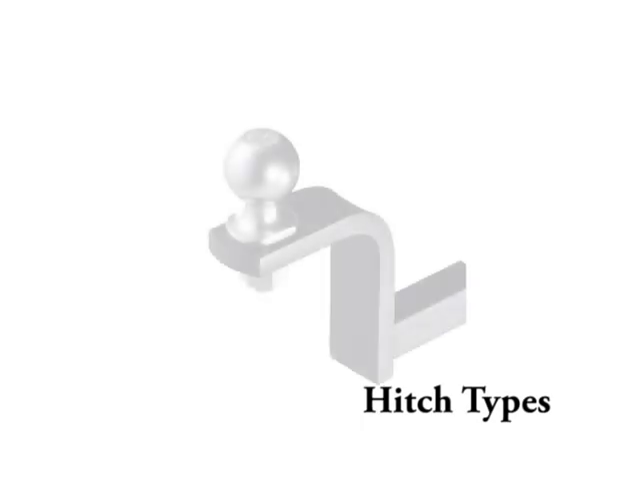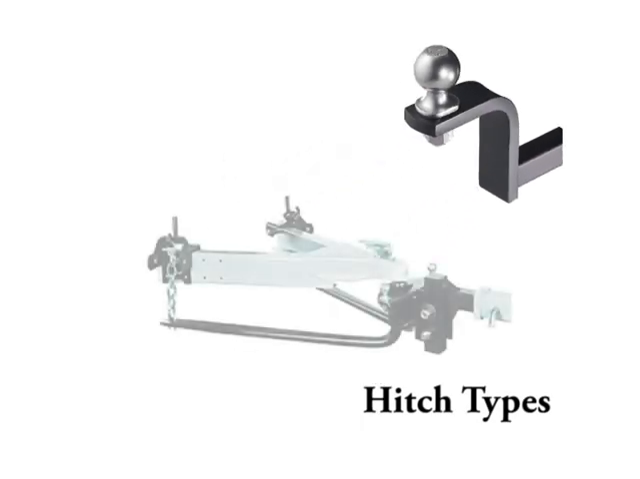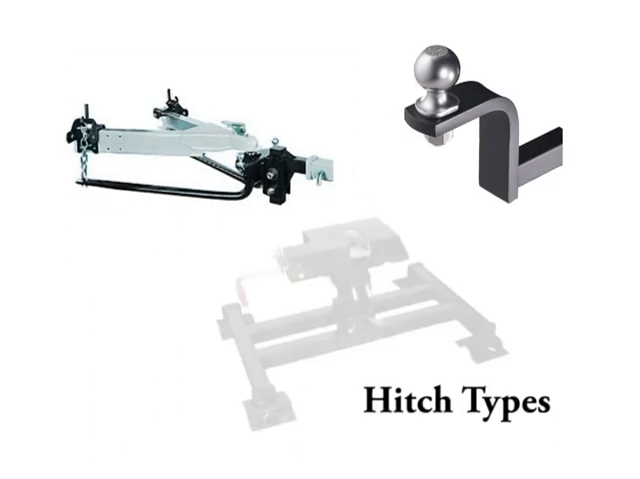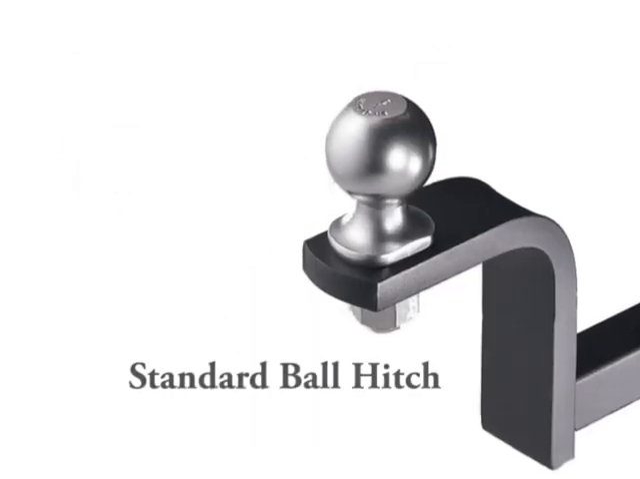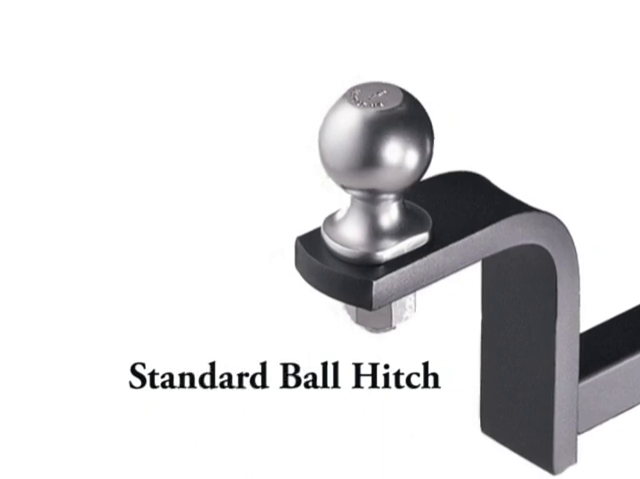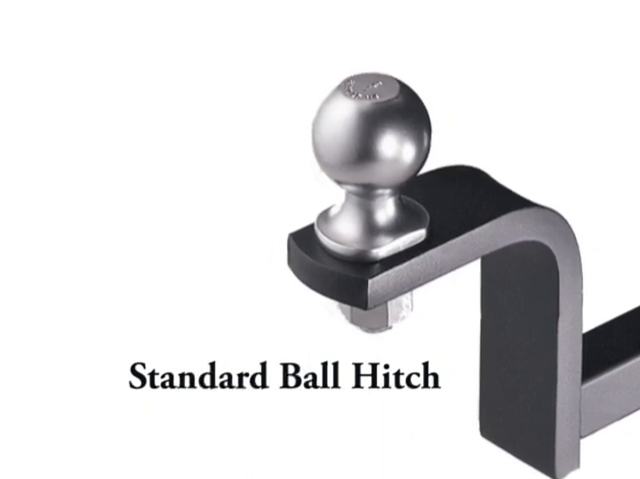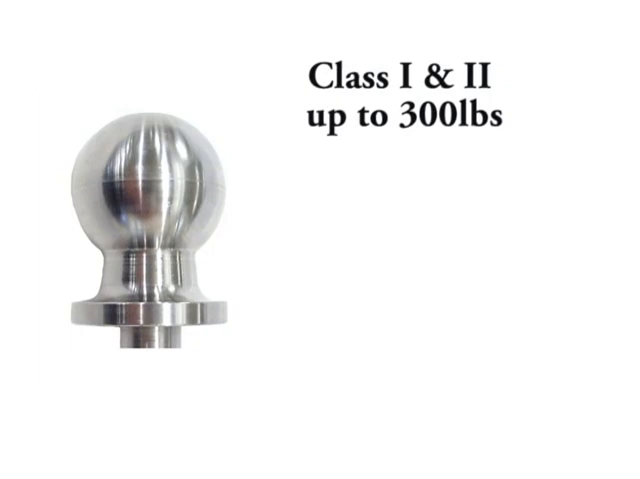The three most common types of hitches are the standard ball hitch, weight distribution hitch, and the fifth wheel hitch. Standard ball hitches or weight-carrying hitches are designed to carry all of the trailer's tongue weight. There are 5 classes of ball mount hitches with increasing load-bearing towing capacity.